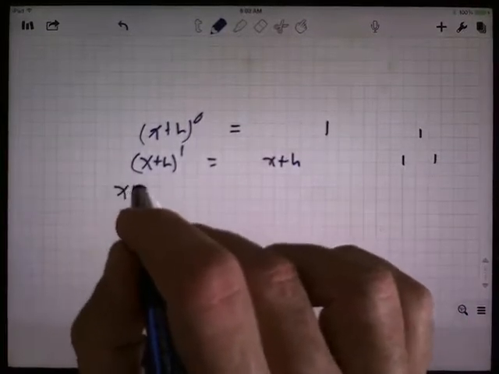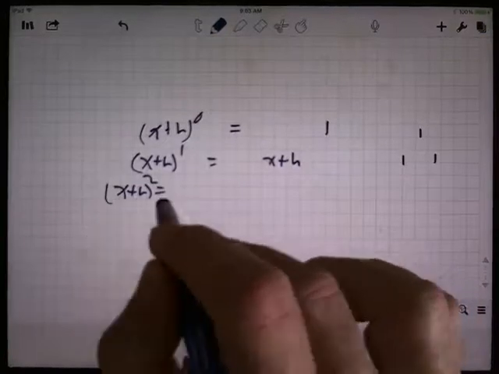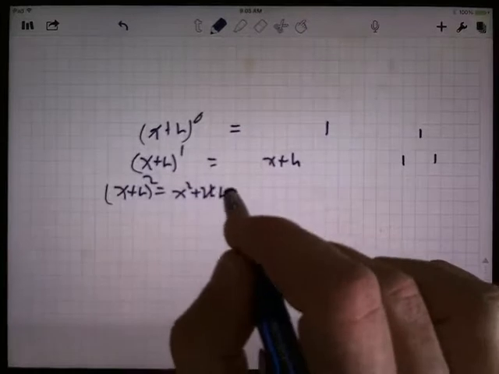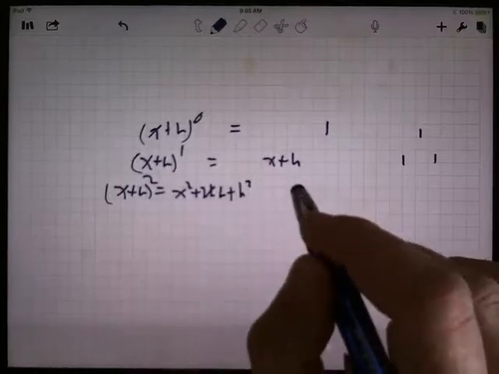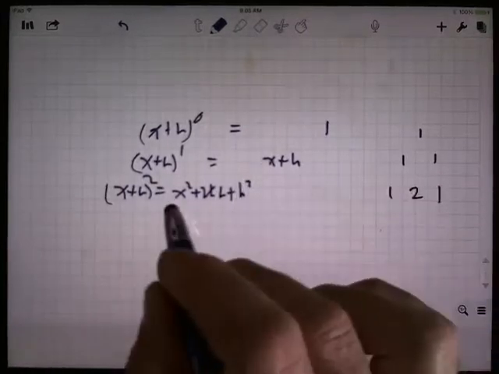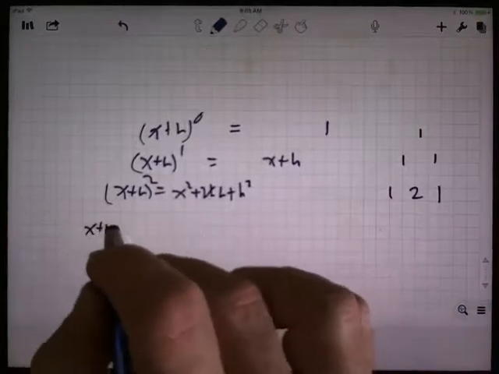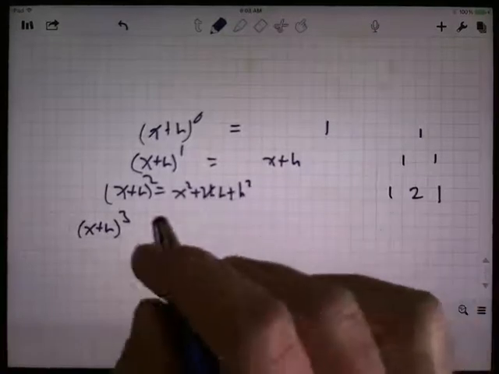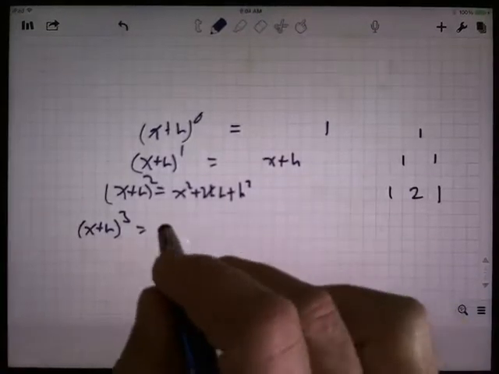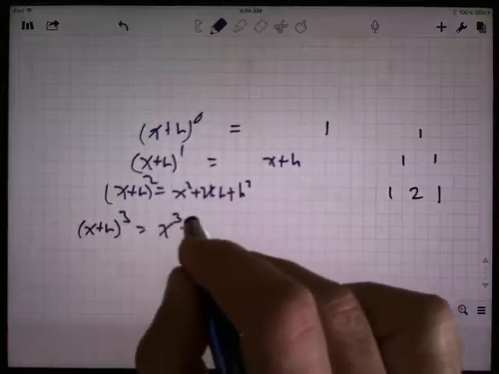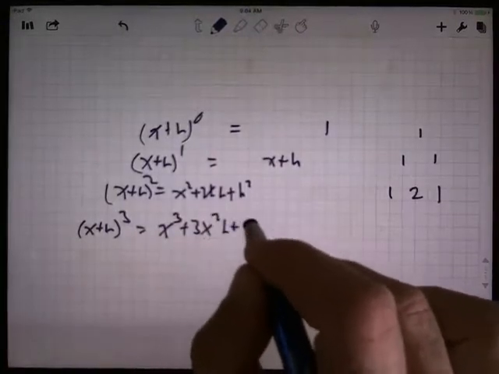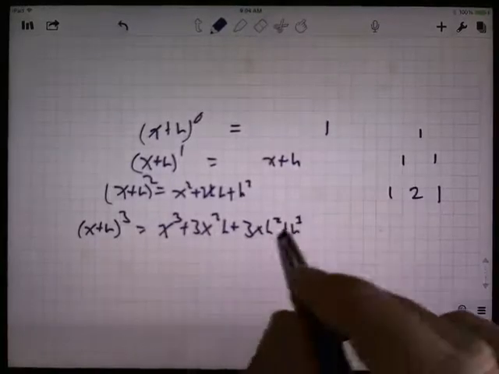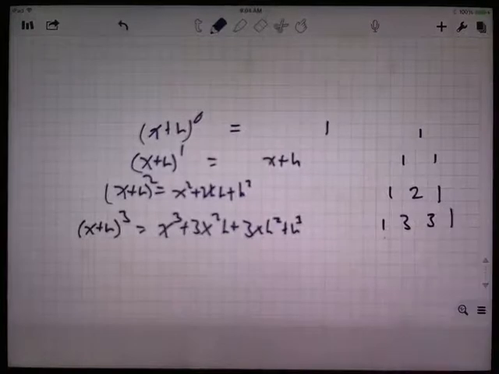Okay. X plus h squared. Well, you've got to FOIL it out, right? That's x squared plus 2xh plus h squared. So this is a 1, 2, 1 for my coefficients. X plus h cubed, so if I take this thing right here and then multiply it by another x plus h, so that's kind of a big FOIL now, that would be x cubed plus 3x squared h plus 3xh squared plus h cubed, and the coefficients are 1, 3, 3, 1.